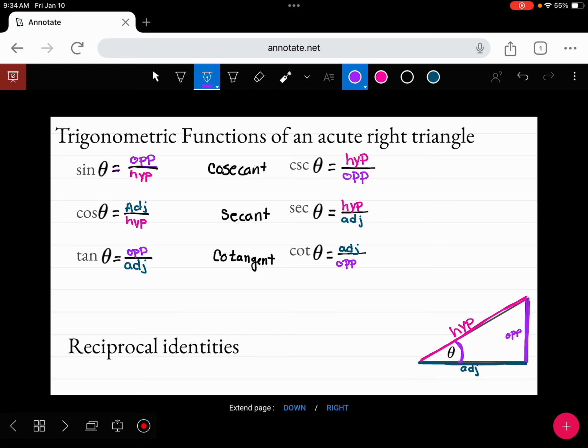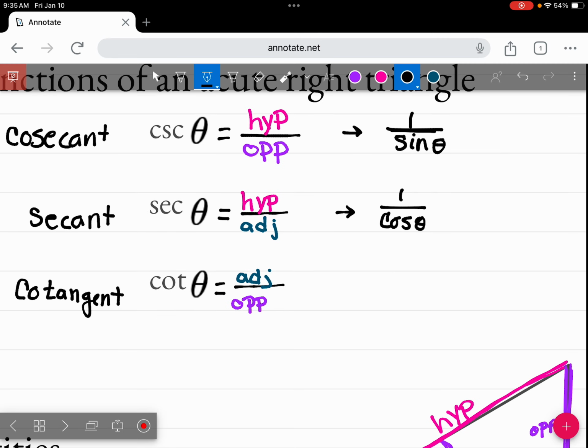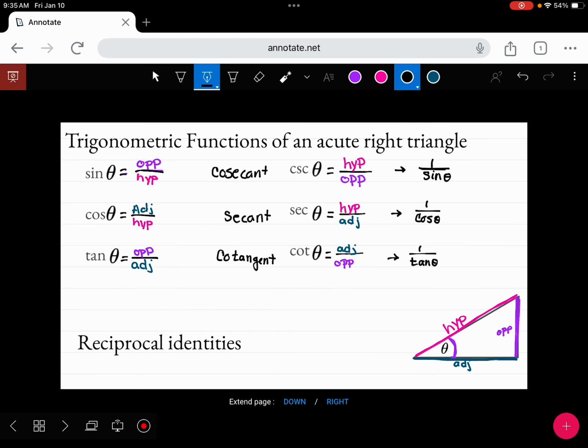So these are called reciprocal identities. And I'm just going to write them to the side because I did not give myself any space to the side. Because cosecant, again, remember that's the same thing as the reciprocal of sine, not the inverse. Gosh, I keep saying that. So cosecant is the same as 1 over sine. Secant is the same as 1 over cosine theta. And cotangent is the same as 1 over tangent of theta. They are reciprocals of each other. So those are our reciprocal identities.